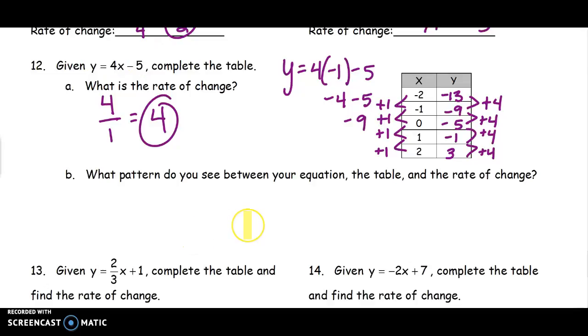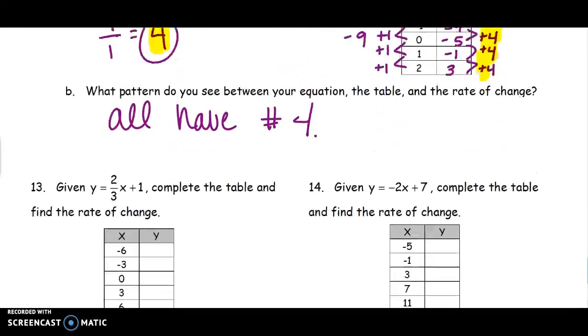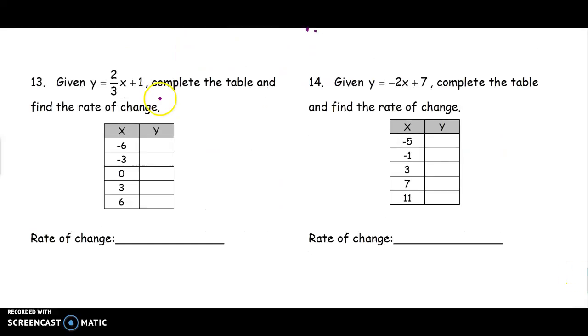So what pattern do you see between your equation and the rate of change? If you notice that all of them contain the number 4, you are correct. In your equation, the value that sits next to the x is always going to be your rate of change. So the rate of change here, instead of filling all of this out, which you're going to have to in your homework, we could just say is 2/3. The rate of change here is going to be -2.